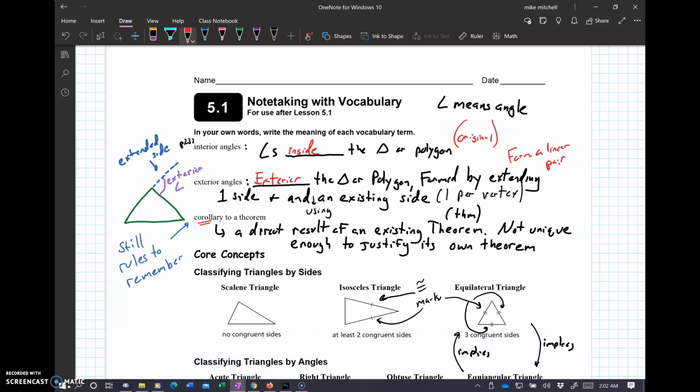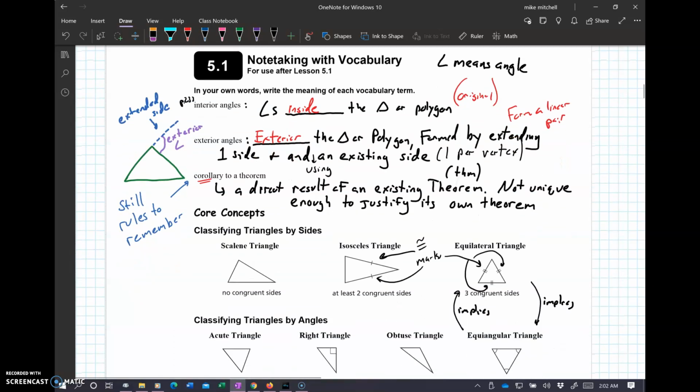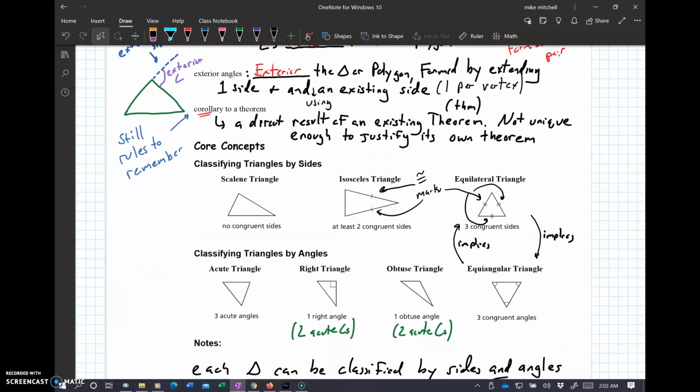Notice when I write neat, it's not common. It means it's related to another rule. It doesn't mean it's not important, it just means it doesn't have its own name. It's connected to something else. Sometimes you use the corollary more than the theorem.